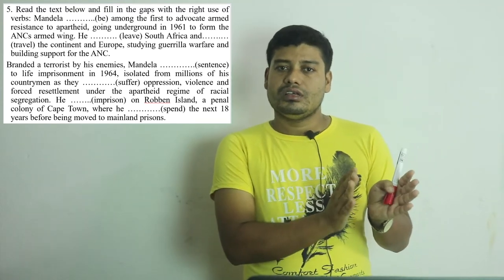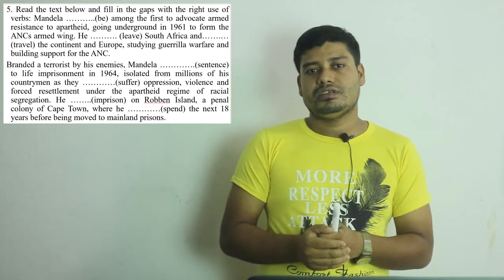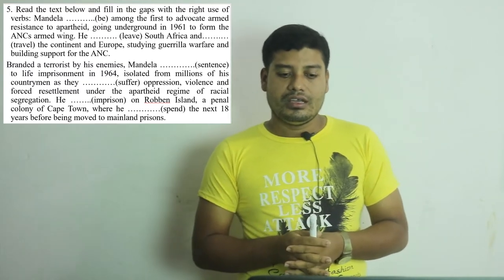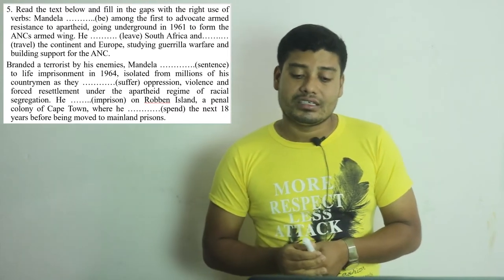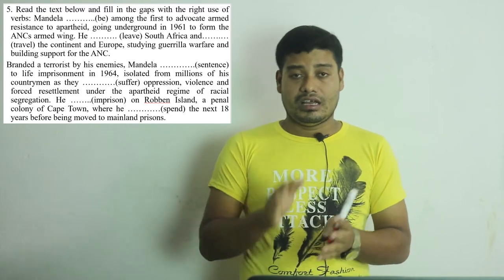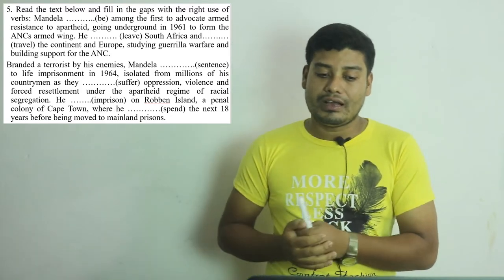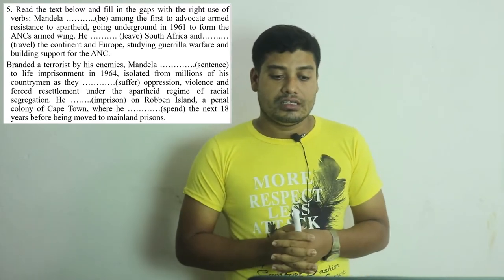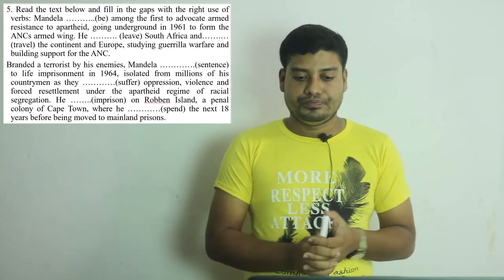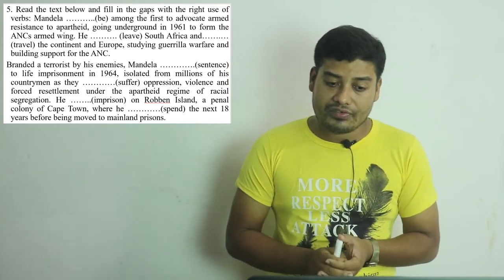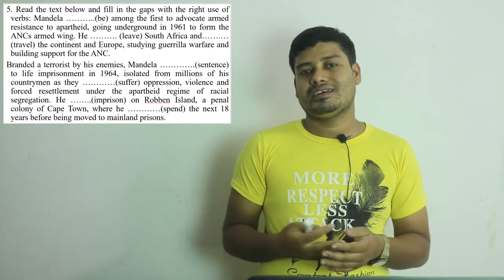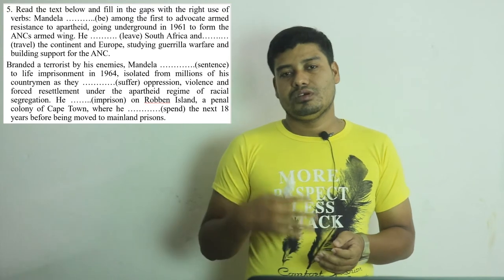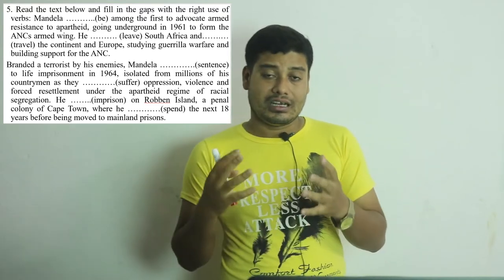The first portion is past indefinite tense. So after and, another past indefinite portion will be placed. So here travel. Travel is also the base form. The past form of travel is traveled. So the answer will be traveled, and first is left. So he left South Africa and traveled the continent and Europe, studying guerrilla warfare and building support for the ANC. Okay, so he made a guerrilla group to build the ANC and its armed wing.